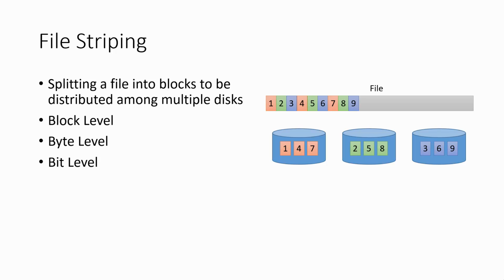File striping can be done at multiple levels. The most common type of file striping is block level striping these days, where a block of a particular defined size, say a few kilobytes to even multiple megabytes, is defined to be the striping unit. Similarly, we have byte and bit level striping.